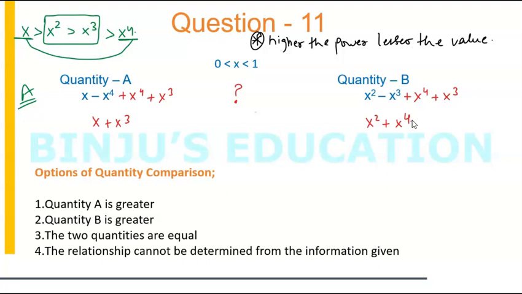Now again I know that in between 0 and 1, higher the power, lesser the value. Which means one thing is for sure, that x is greater than x square, and x cube is greater than x to the power 4. Which means I can definitely say that quantity A will be greater. So what's my answer? My answer is 1, that is quantity A is greater.